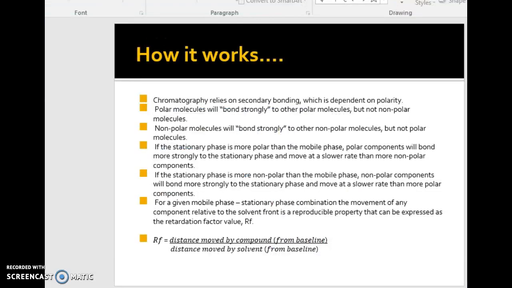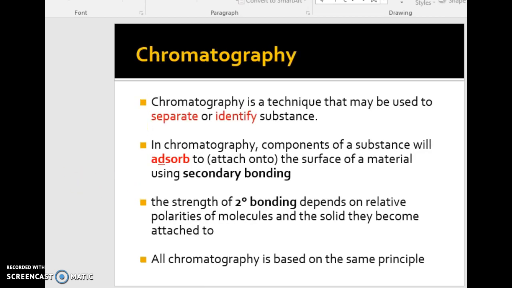What I would like you to do, hopefully you got some results between the four groups, is measure some RF values from yesterday's prac. So if you could have a look at those and finish looking through them.